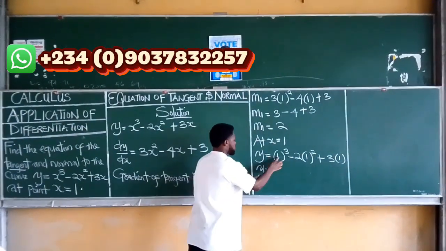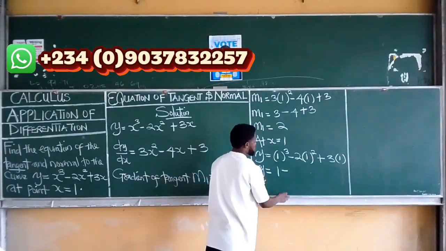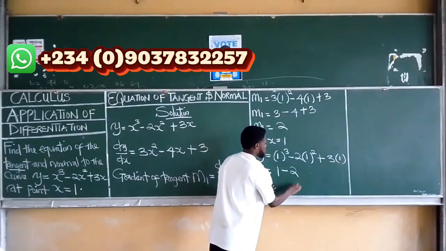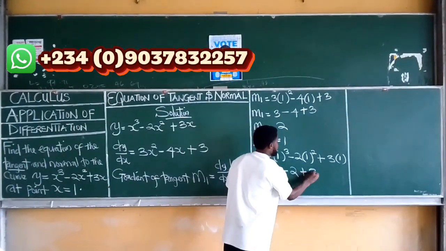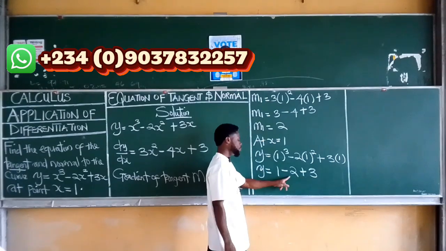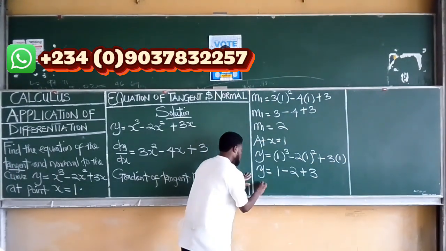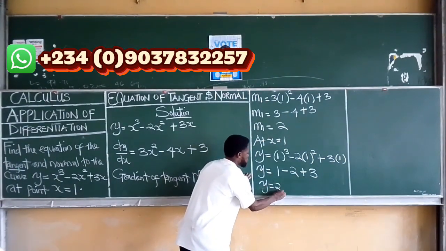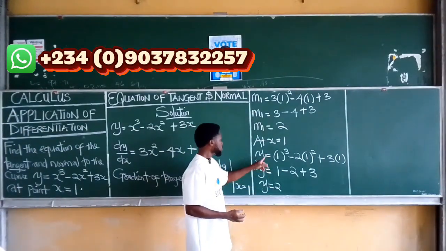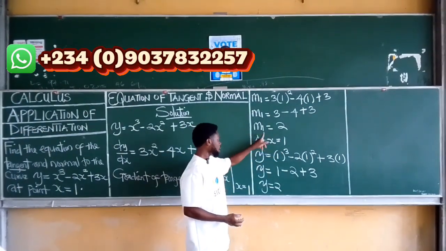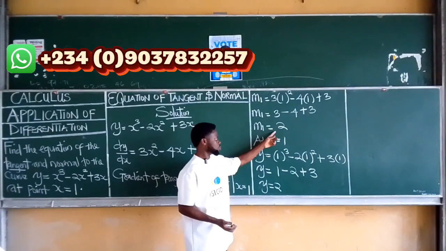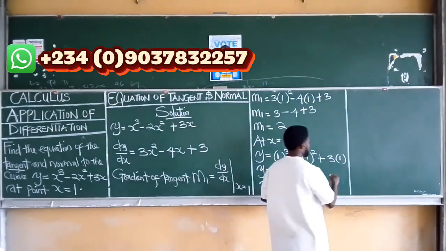y is equal to 1 minus 1 raised to the power of 2 is 1, times 2 is 2, plus 3. 1 plus 3 is 4. 4 minus 2 is 2. So y is equal to 2. At this point, y is 2, x is 1, and the gradient of the tangent is equal to 2. Let us record that.